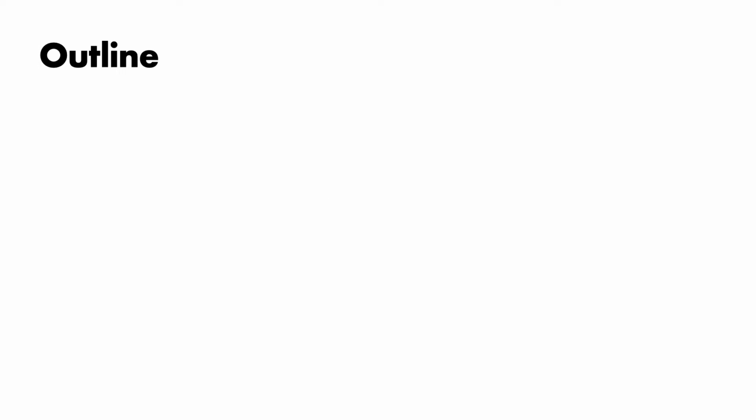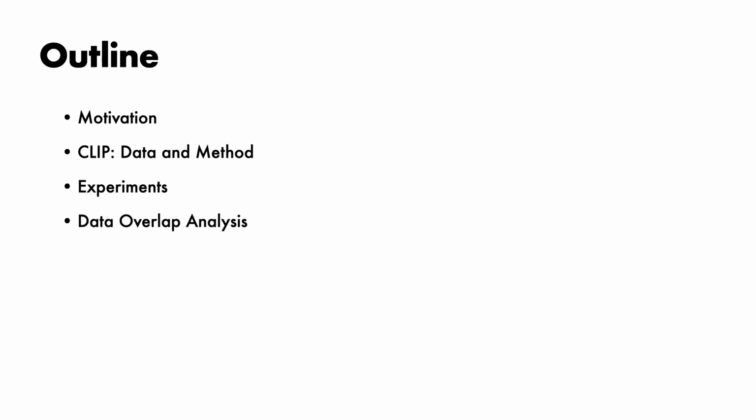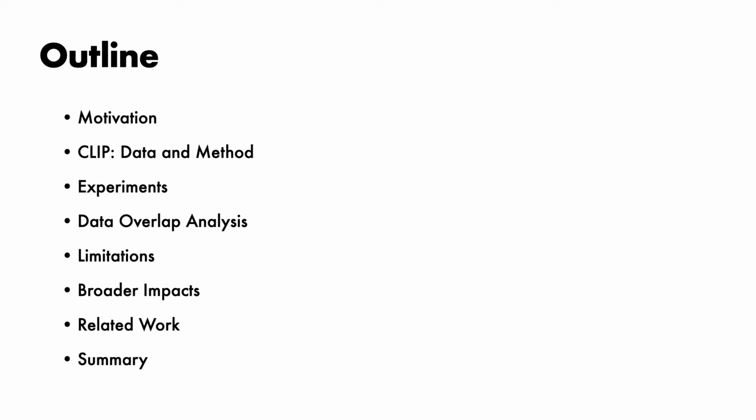Here is an outline of what will be discussed. We will start out with motivation. We will then discuss the data and method underpinning CLIP, and a range of experiments that were conducted to assess its abilities. Next, we'll discuss the data overlap analysis performed by the authors to check for data contamination in their pre-training, as well as limitations, broader impacts, and related work. Finally, we'll conclude with a brief summary. Let's begin with the motivation.